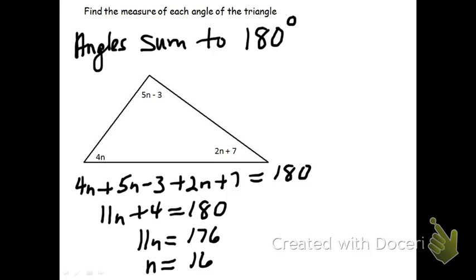We know that n is 16, but now let's answer the question: what's the measure of each angle of the triangle? My first angle here on the left, I need to multiply 16 by 4, and that's going to give me 64 degrees. The upper angle, 5 times 16 is 80, and then take away 3, that's going to leave me with 77 degrees. And the last angle, 2 times 16 is 32, plus 7 more is 39 degrees. So there are the measures of the three angles of this triangle.